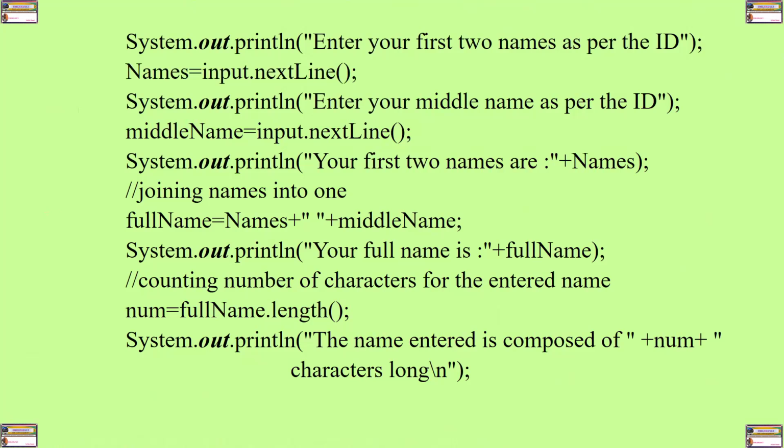So if, for example, the size of my name is 20, and 20 is the value stored in memory location called num, then the statement will display as follows. The name entered is composed of 20 characters long, and the cursor will blink on the next line.